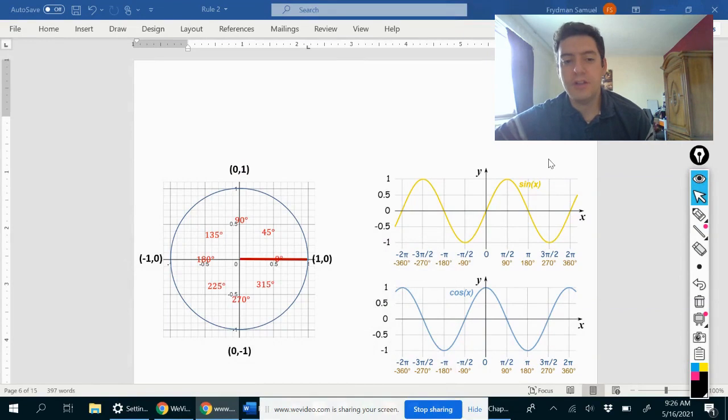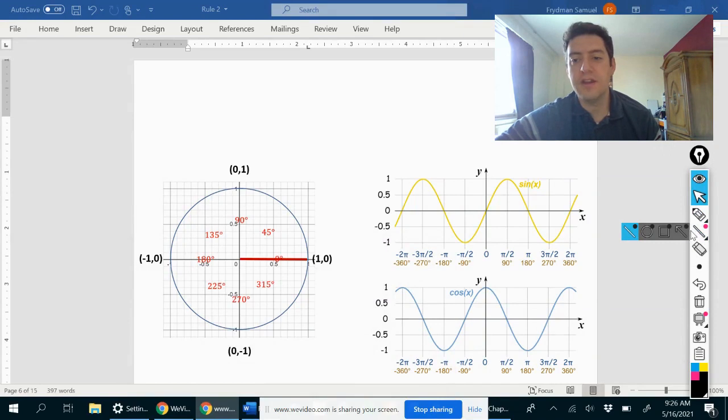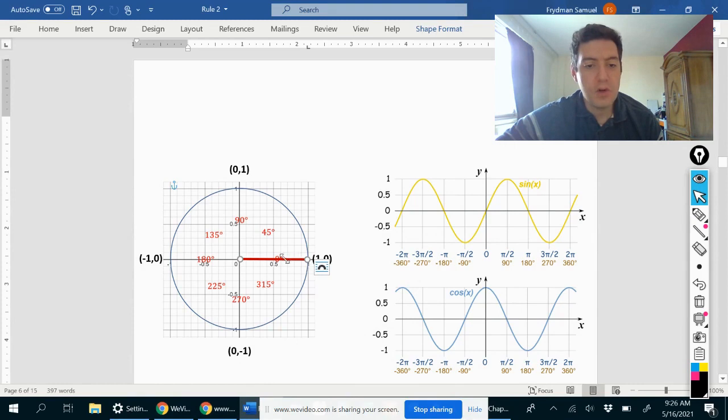Now, if you are trying to remember how to sketch the sine and the cosine graphs, then it's a good idea to start at 0 degrees and then count by 90. Okay, 90 degrees or pi over 2 radians, if you like. So if we start at 0 degrees here and we want to sketch the sine function, then we would take a look at the y value. So at 0 degrees, the y value is 0. So that would be this point over here.